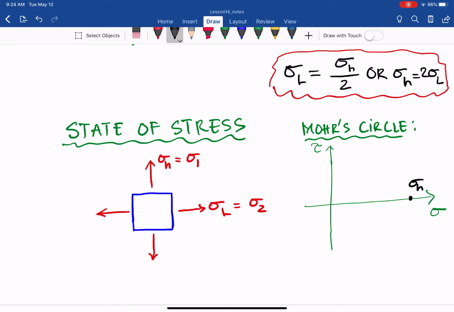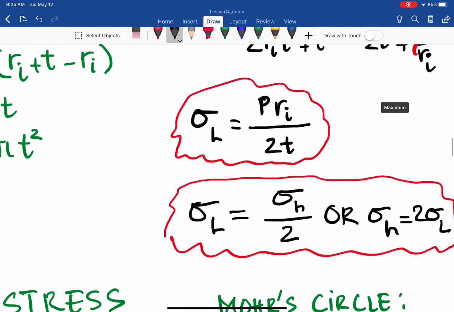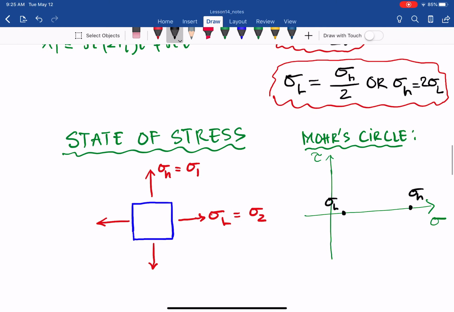Hoop stress. And we also have the longitudinal stress, which is sigma L, and both, as you can see, are positive in that equation. If you have pressure P Ri over 2t, both are positive, both put the material in tension. So we can draw the Mohr circle if we know two points. The center will be here in the middle, and then we have the Mohr circle for this one.